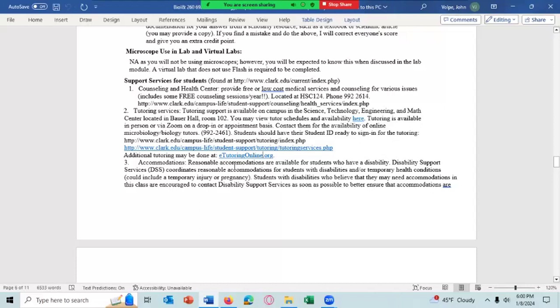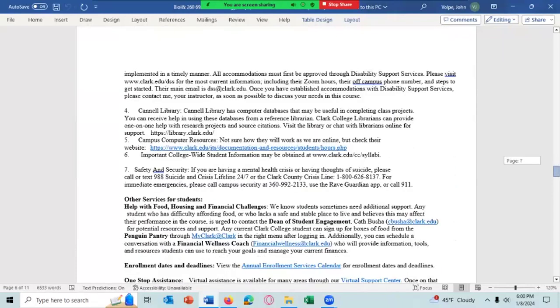Okay, you can read about accommodations. Reasonable accommodations are available for students with a disability. You should read about the library, campus resources like the computer resources, important college-wide information.